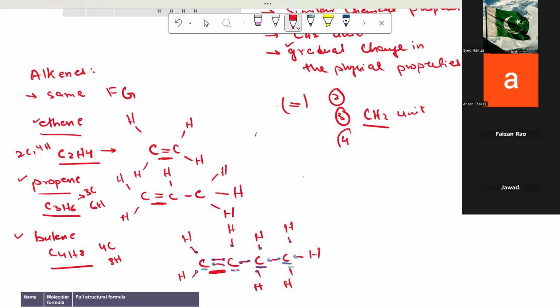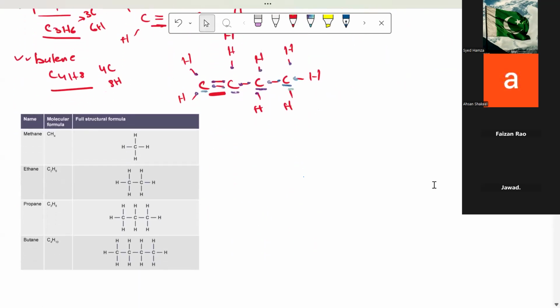And the last point is the idea that as you go down the series, जैसे जैसे आप ethene से propene और butene पे जाते हो, there is going to be a gradual change in the physical properties, meaning the viscosity, the boiling points. The boiling point of propene is going to be higher than ethene. The boiling point of butene is going to be higher than the boiling point of propene. So this is the idea about the homologous series of every organic family. The same goes for alcohols and the same goes for carboxylic acids.